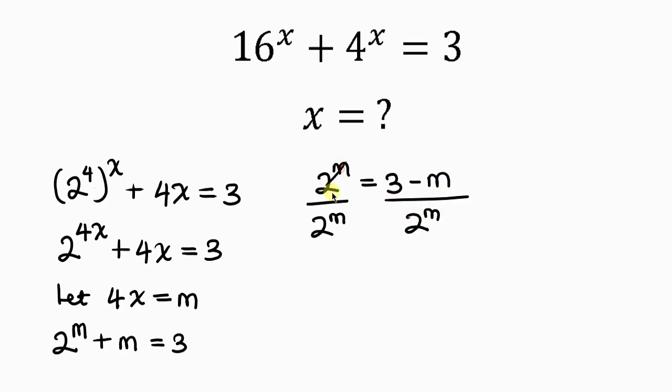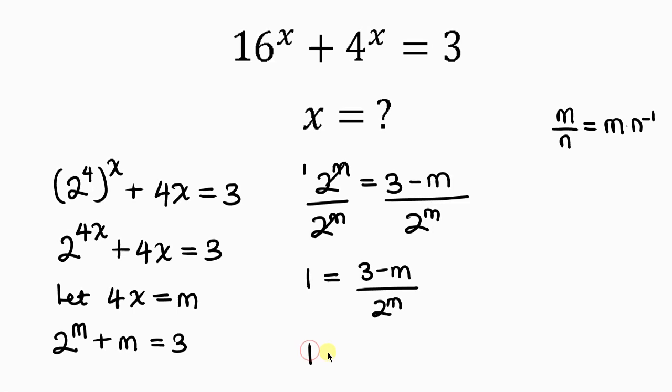And when 2 to the m is divided by 2 to the m, we have 1 on the left hand side, equal to, on the right hand side, 3 minus m divided by 2 to the m. Now, there is another way to write something like this. For example, if I have m over n, this is the same as writing m times n to the negative 1. So we're going to write this like that. So this becomes 1 equal to 3 minus m times 2 to the negative m. Good.